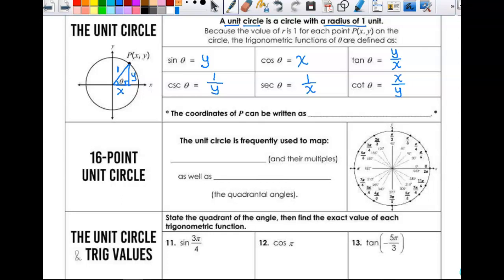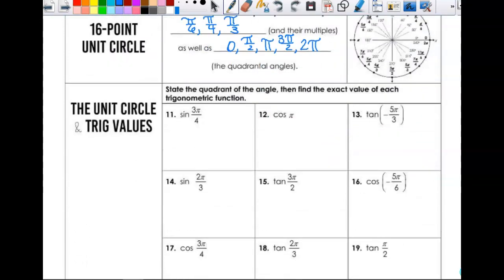So the unit circle is frequently used to map pi sixths, pi fourths, and pi thirds, and their multiples, as well as 0, pi halves, pi, 3 pi halves, and 2 pi, the quadrantals. And the whole mapping idea is that we understand the first quadrant and the rest of them just map to the other quadrants, and there's a bunch of reflections there. They're all related.